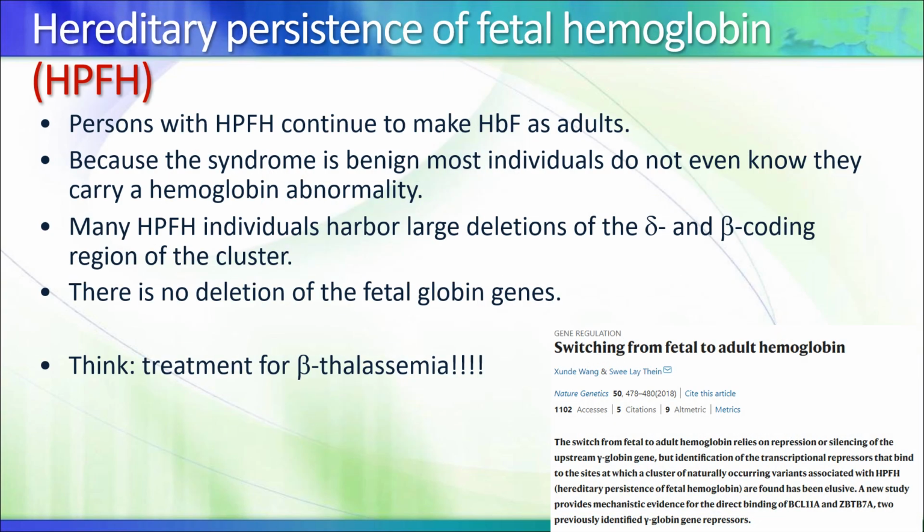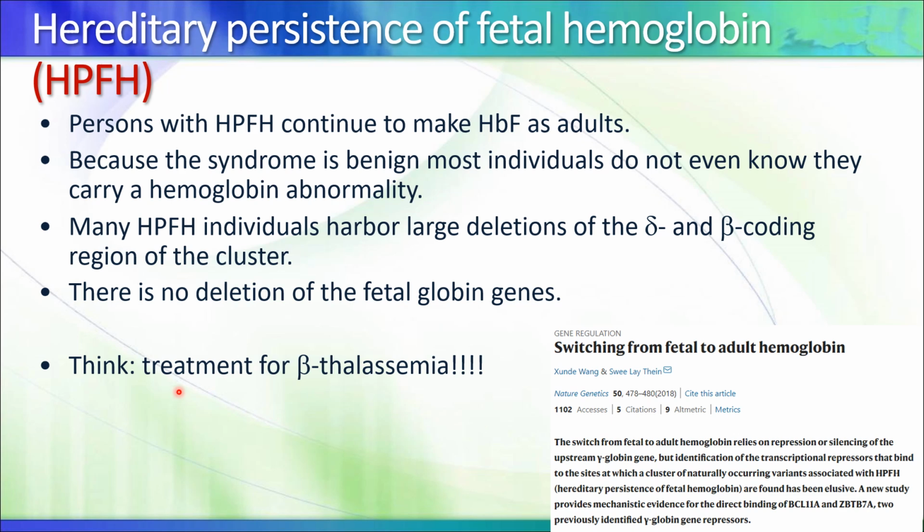Now, the final condition is known as hereditary persistence of fetal hemoglobin. In this case, these individuals have an abnormality in not transitioning from gamma to beta during development. That would result in individuals producing HbF throughout their life. These individuals do not know that they have an abnormality whatsoever because HbF is still functional and it's good. Yes, HbF can bind to oxygen with higher affinity than HbA, but that doesn't really give an advantage to these individuals.